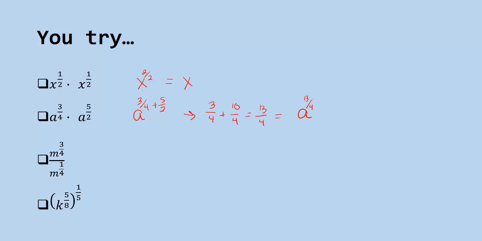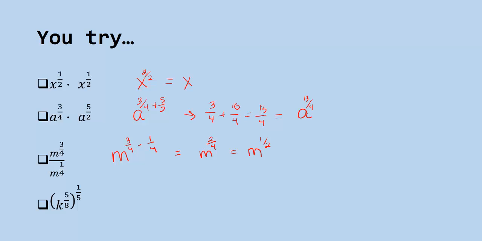Here's one with subtraction involved. m to the 3/4 divided by m to the 1/4. So our shortcut is again to subtract the exponents. So 3/4 minus 1/4. Well, 3/4 minus 1/4 equals 2/4. And 2/4 of course reduces, so this becomes m to the 1/2.